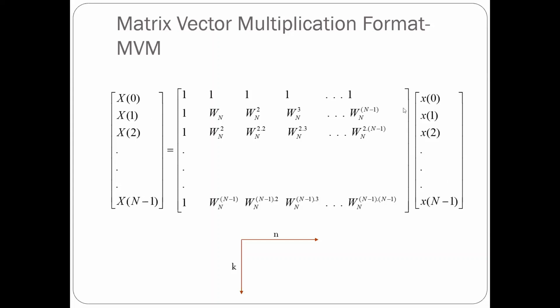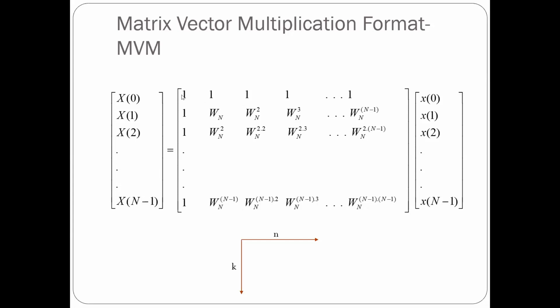Now X of 1 would be x of 0 plus x of 1 into W_N plus x of 2 into W_N squared plus x of 3 into W_N cubed plus etc., up to x of n minus 1 into W_N raised to n minus 1, which was your second of the set of simultaneous equations. Continuing, X of 2 we can write likewise, and X of n minus 1 would be x of 0 into 1 plus W_N raised to n minus 1 into x of 1 plus W_N raised to n minus 1 into 2 into x of 2 plus etc., up to x of n minus 1 into W_N raised to n minus 1 into n minus 1.